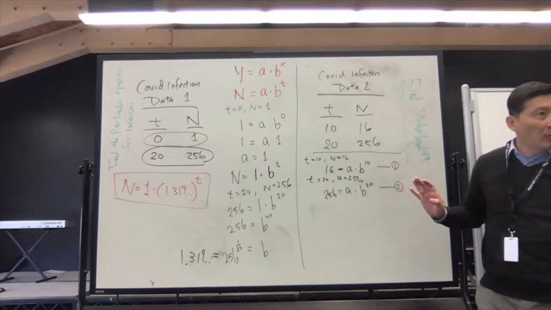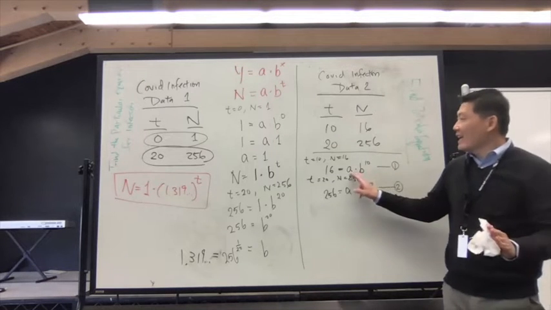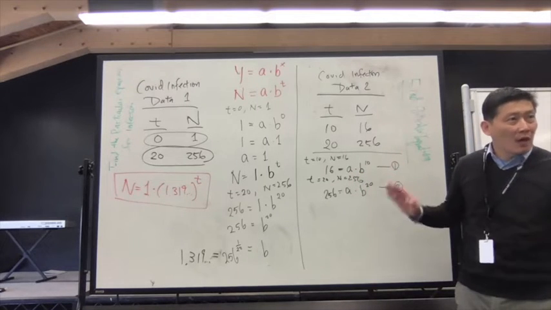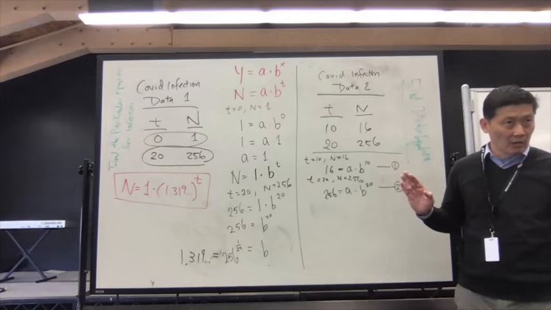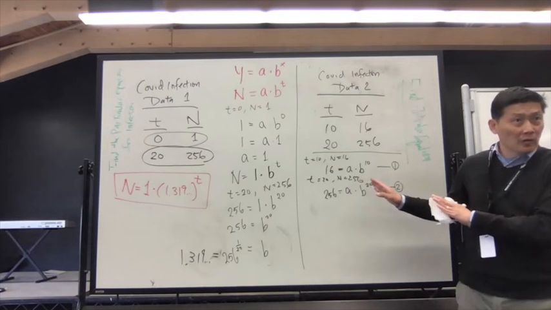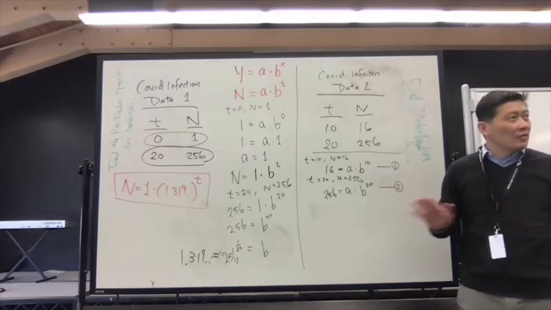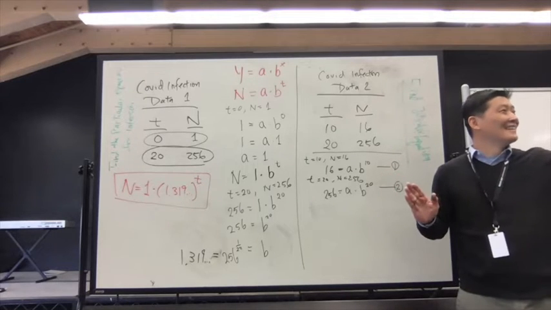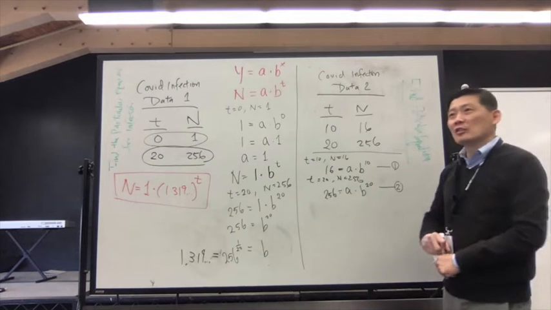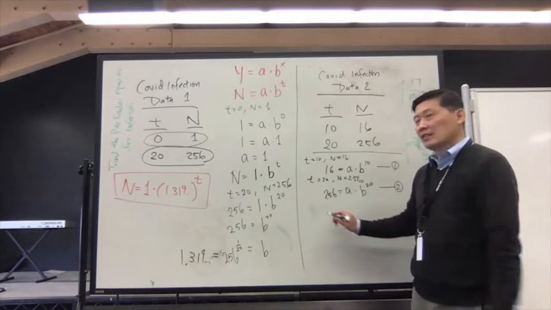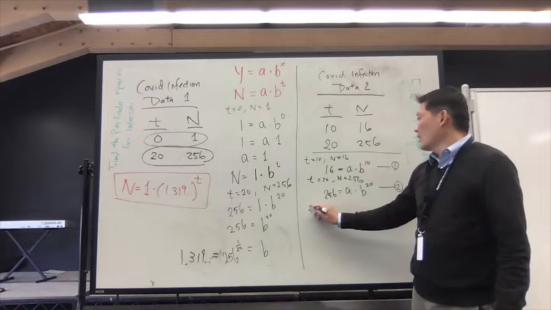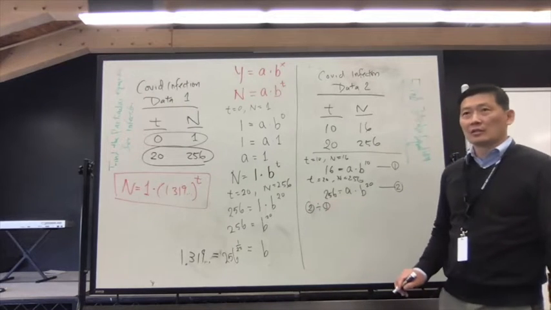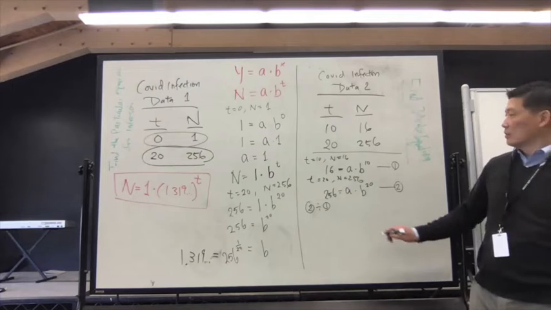But here's a problem. If you have a times b to some power, you can't subtract two equations to get rid of a, because it's multiplication. So how do you get rid of things when something is multiplying? Divide. What if we do this? What if I take the second equation and divide it by the first equation? Take a look at this.